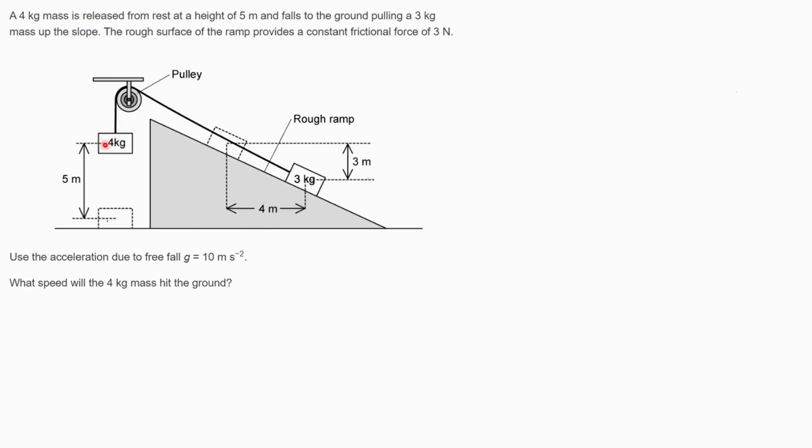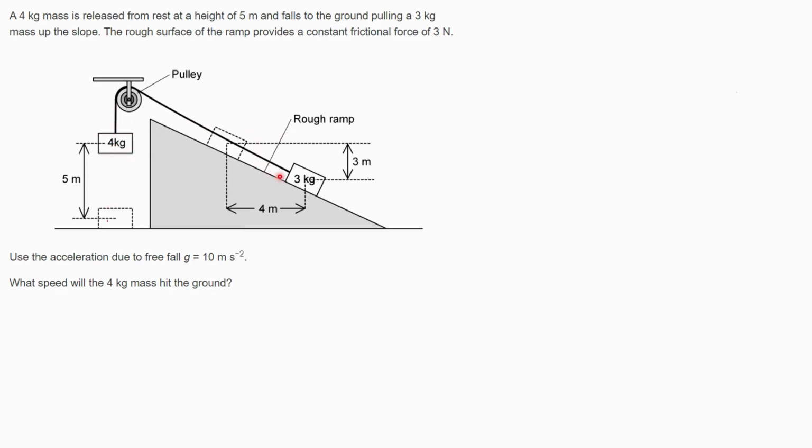Here, our first block's height will decrease, so its potential energy will decrease. The change in this potential energy will transfer to another type of energy. Firstly, this block's kinetic energy will increase. Some of the energy is transferred to this kinetic energy.